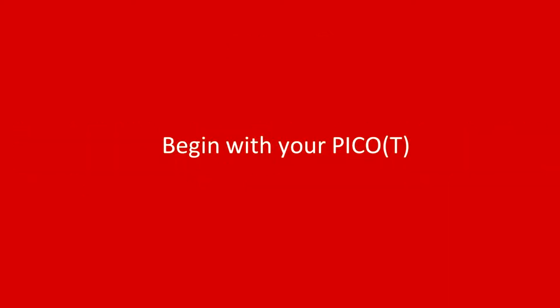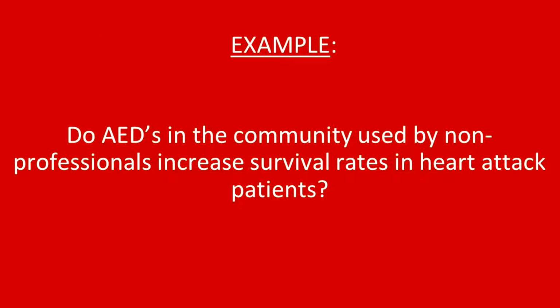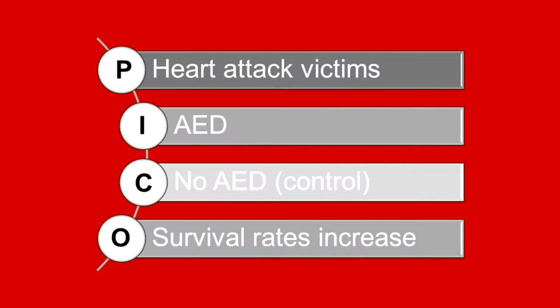You will begin with your PICO or PICOT, which is population, intervention, comparison, outcome, and there may or may not be a time frame. We will now work on this example. Do AEDs in the community used by non-professionals increase survival rates in heart attack patients? So my population is heart attack victims. My intervention is AED. My comparison is no AED, or you can think of it as a control. The outcome is survival rates increase.